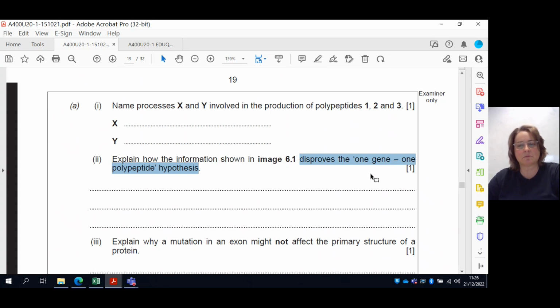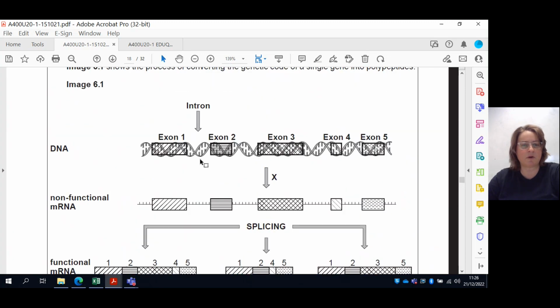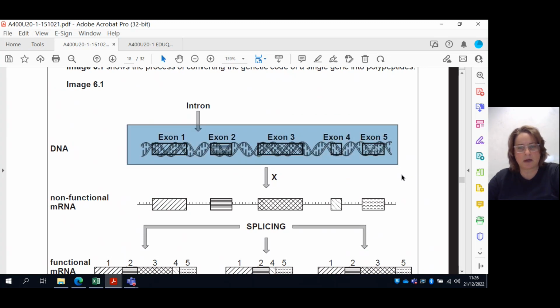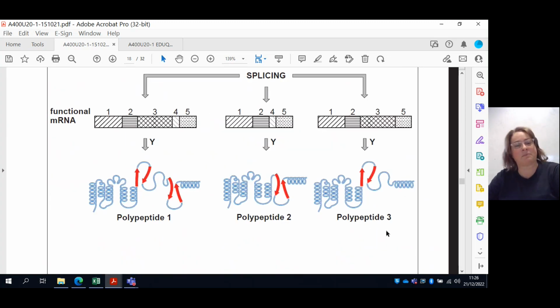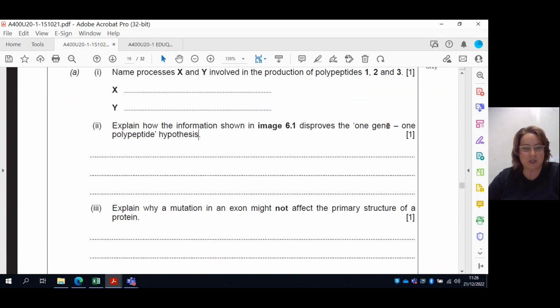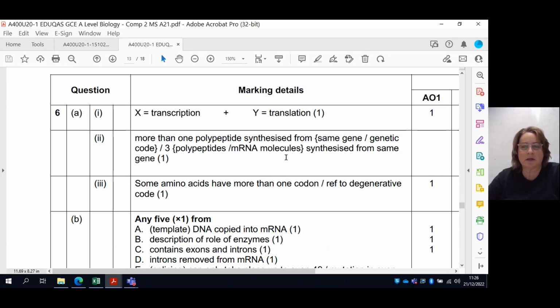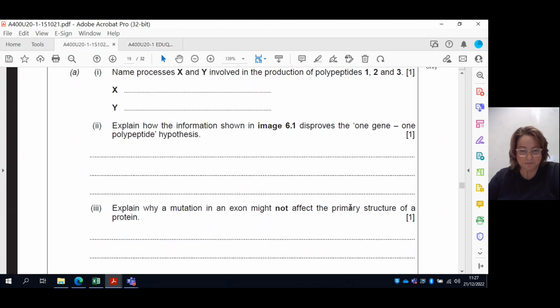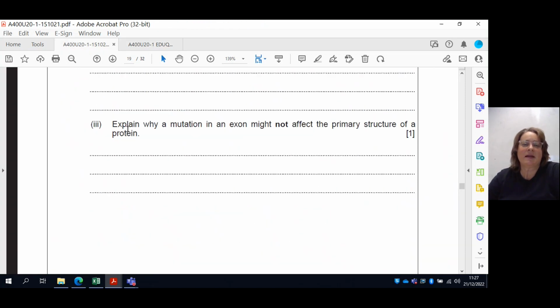If you have one gene to make one polypeptide, hold on a second, you have got one gene. That's your one gene here. And how many polypeptides does it make? It makes 3 polypeptides. Now, that clearly is disproving one gene, one polypeptide, as it tells you that there are 3 being made. So here we go, look at the mark scheme: transcription, translation, and then your 3 polypeptides are made, synthesized from the same gene. Following on here, explain why a mutation in an exon.